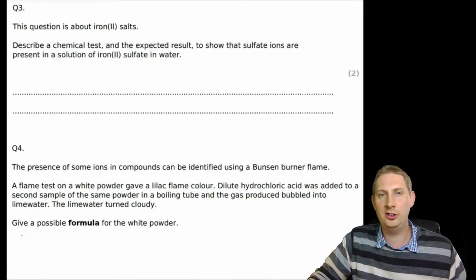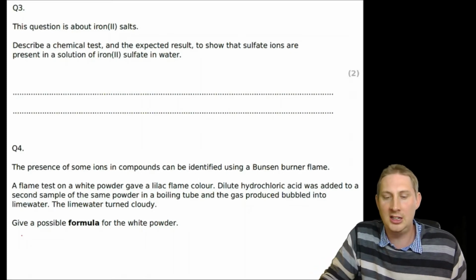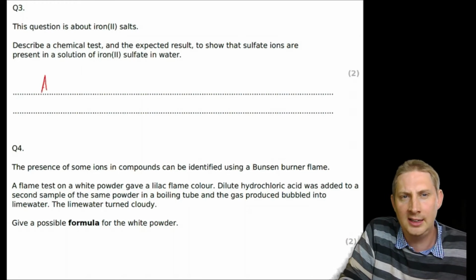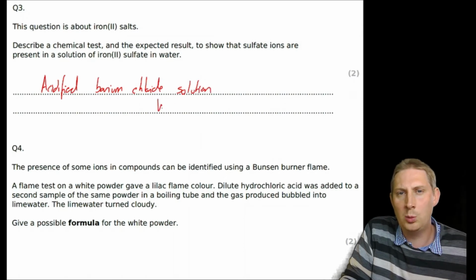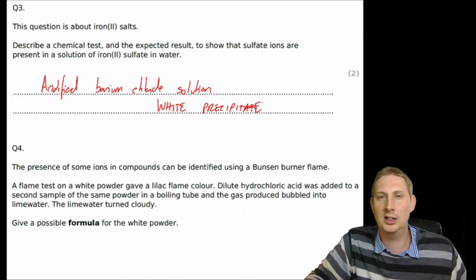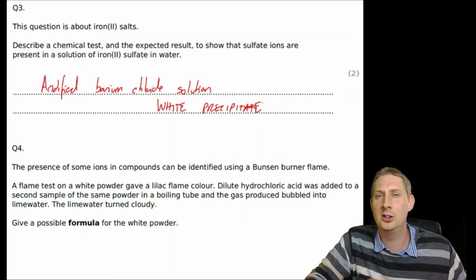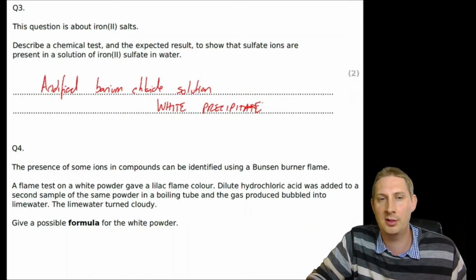This question is about iron 2 salts. Describe a chemical test and the result to show that sulfate ions are present. There you go, we've talked about this. It's straight from GCSE. Acidified barium chloride solution, and the result would be a white precipitate. If you already know this going into year 12, great. You've reduced your workload. But if you don't know your GCSE tests, you're going to have to learn those on top of all the A-level tests that we're going to throw at you.